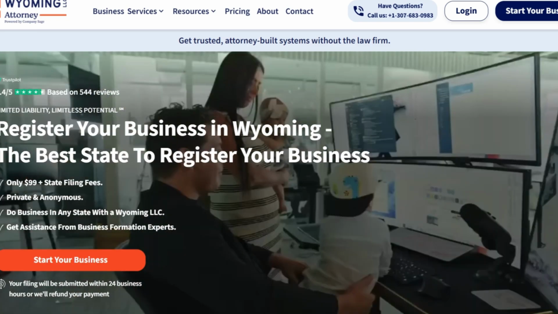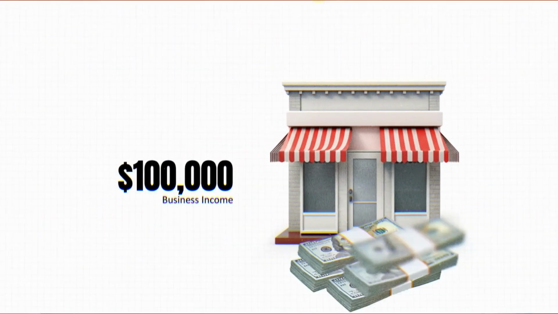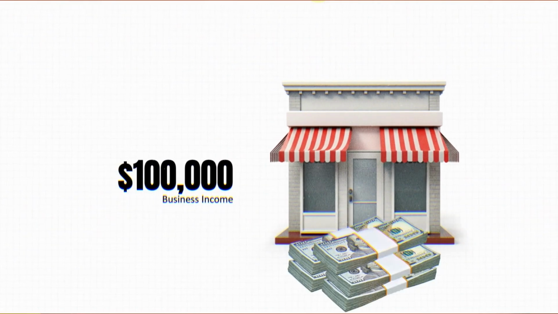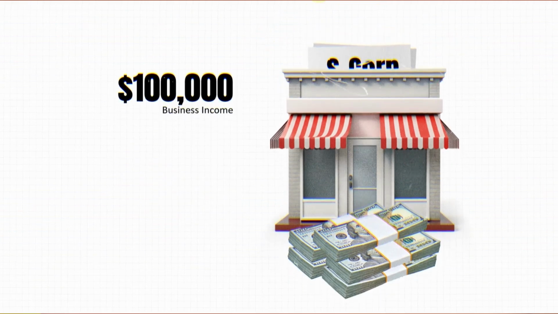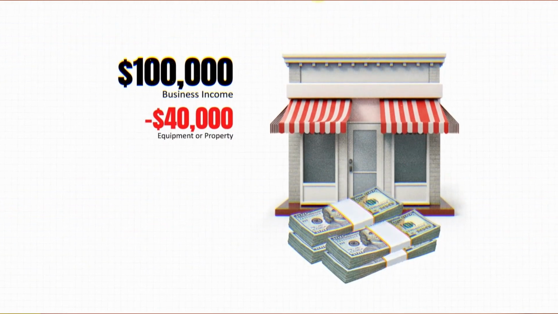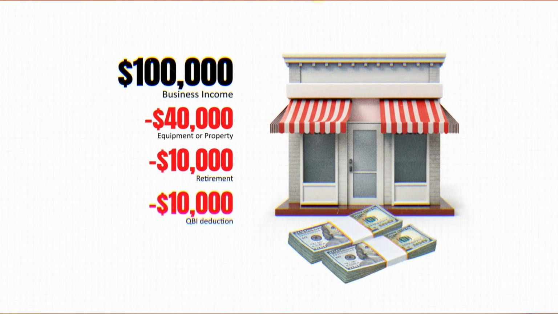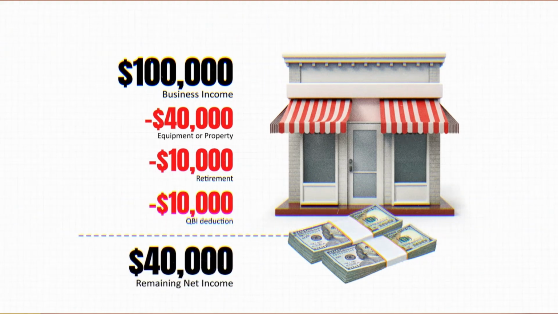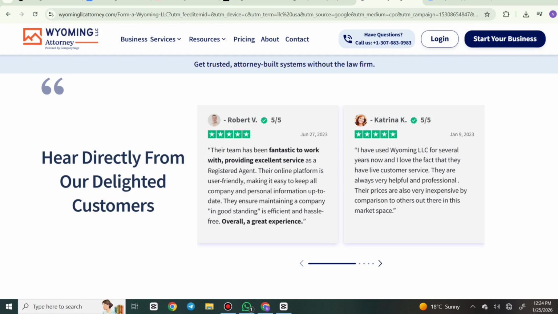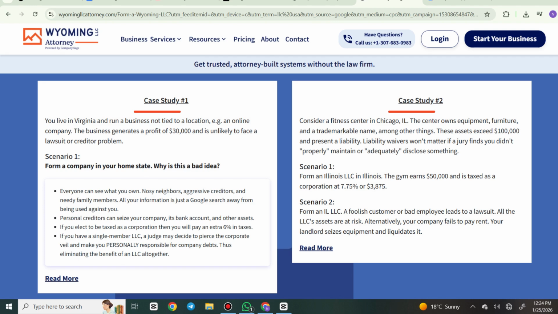For example, if you expect to report $100,000 in income through your LLC, someone might immediately assume that they need to be taxed as an S corporation. But if you are able to deduct $40,000 in equipment or property, contribute around $10,000 toward retirement, and receive a $10,000 qualified business income deduction, then your net income would drop to roughly $40,000. At that point, it becomes important to ask whether the cost of running an S corporation is actually worth the tax benefits being received.